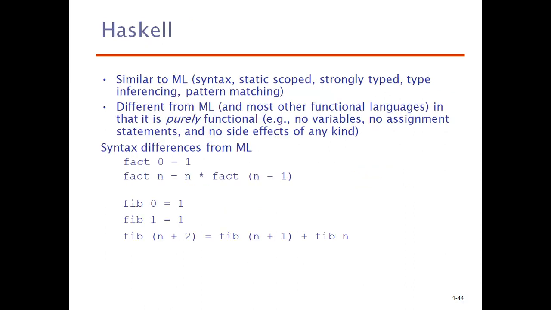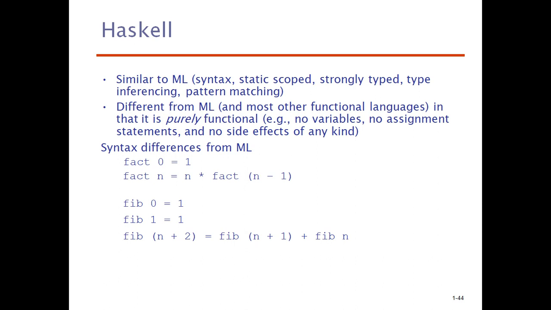Another programming language in the functional programming paradigm is Haskell. Similar to ML, the syntax, static scoping, strong typing, type inferencing, and pattern matching will all be like ML. It is different from ML in that it is a purely functional language, with no variables, no assignment statements, and no side effects of any kind. That is the reason many programmers prefer the Scheme language or Haskell.